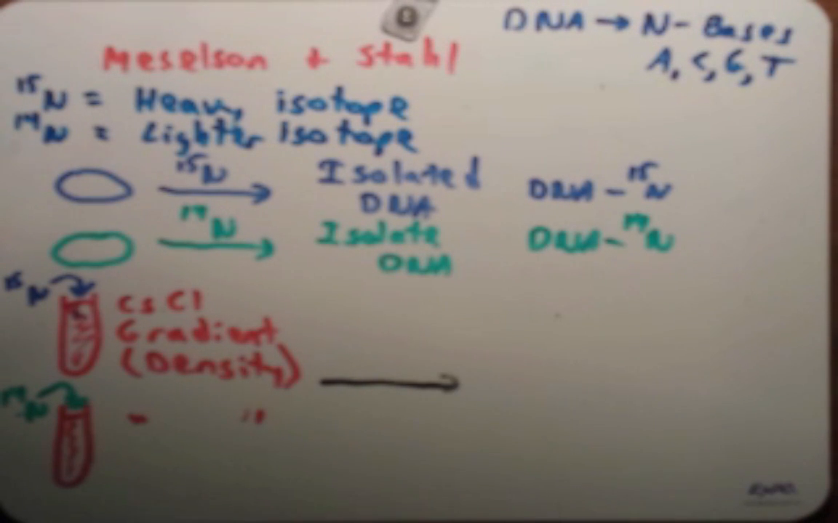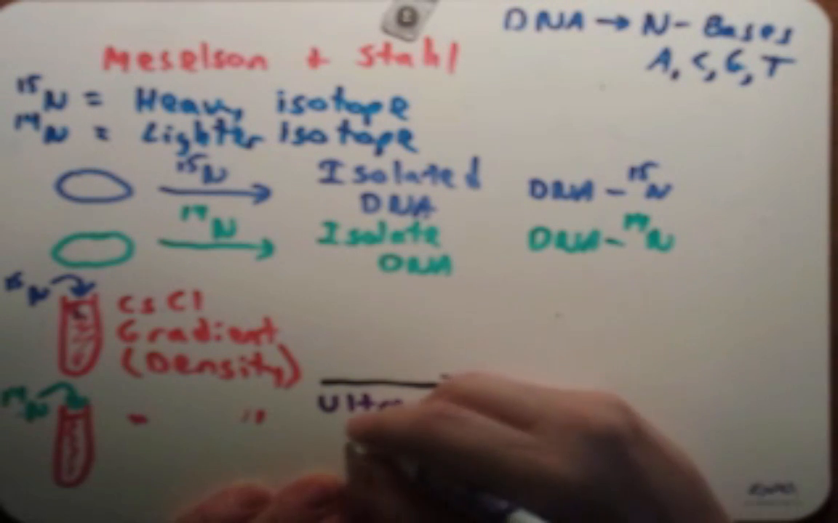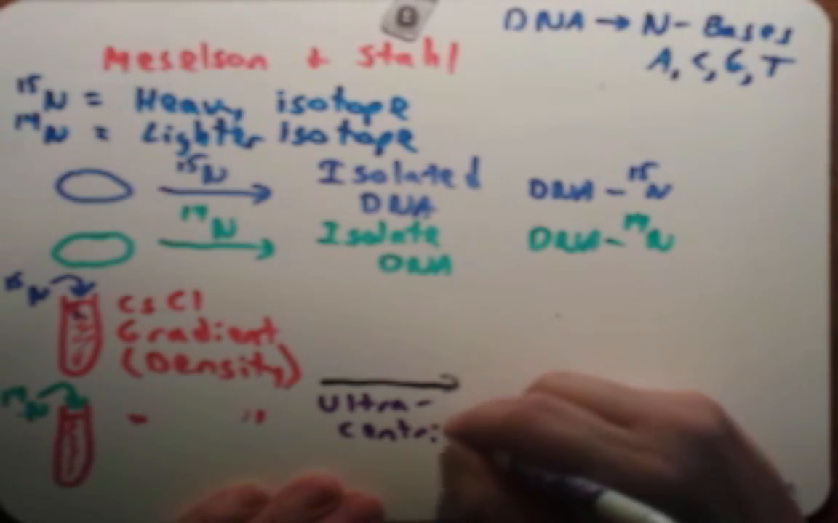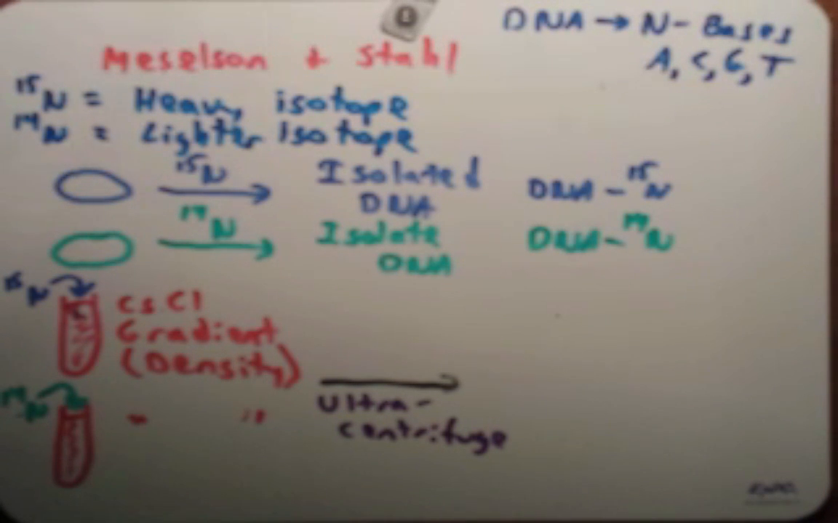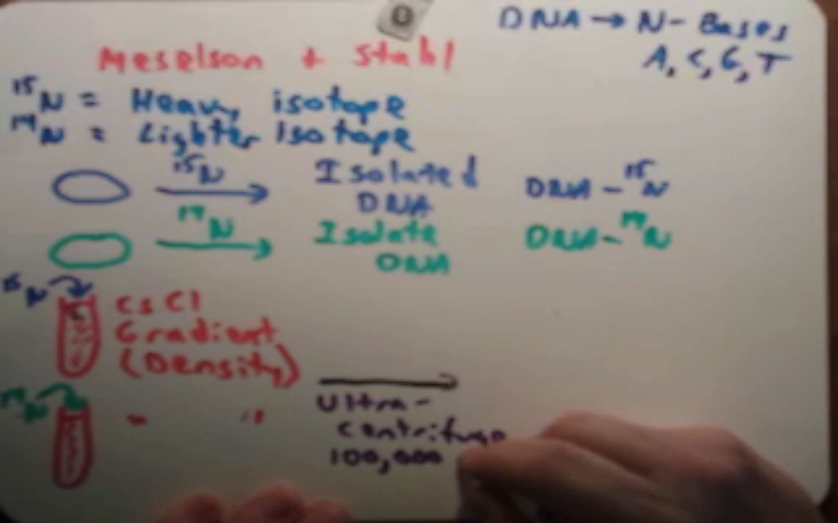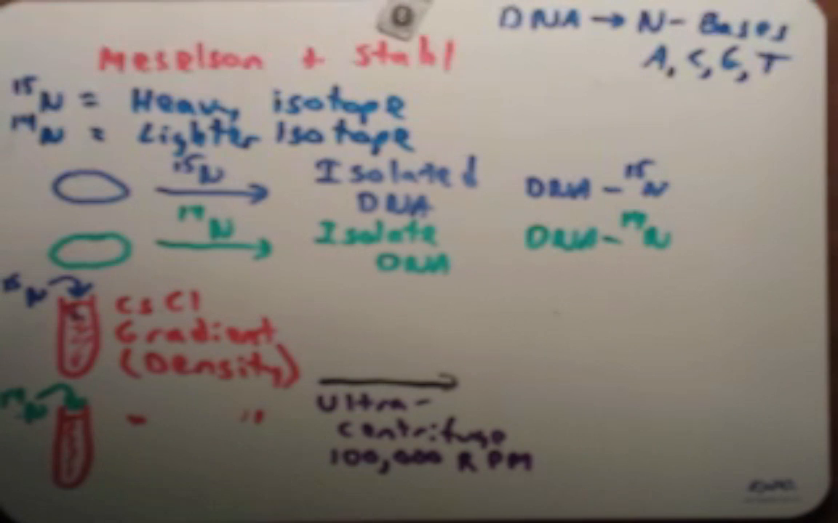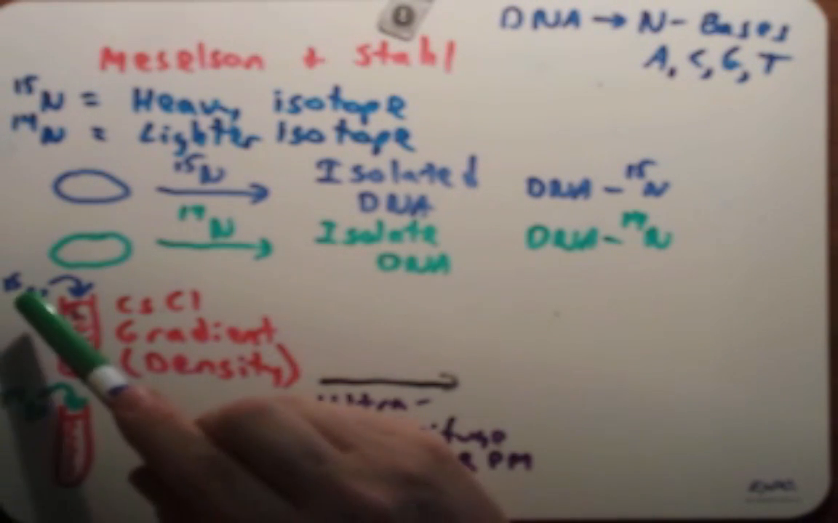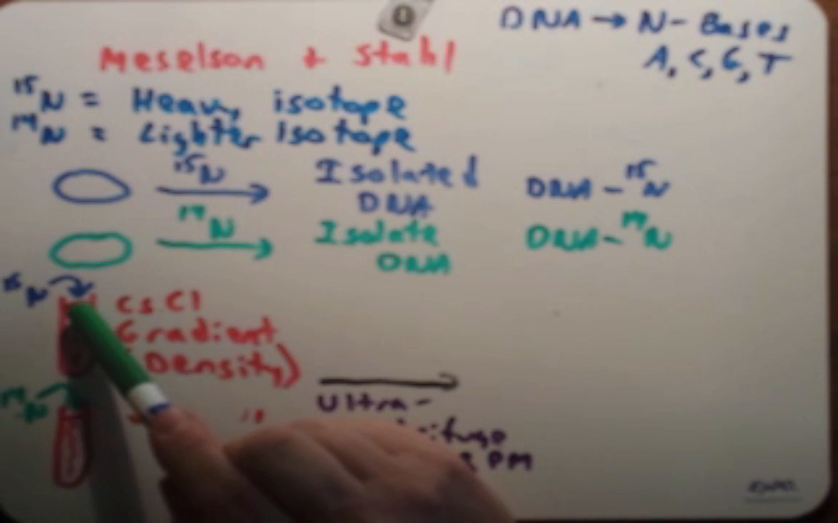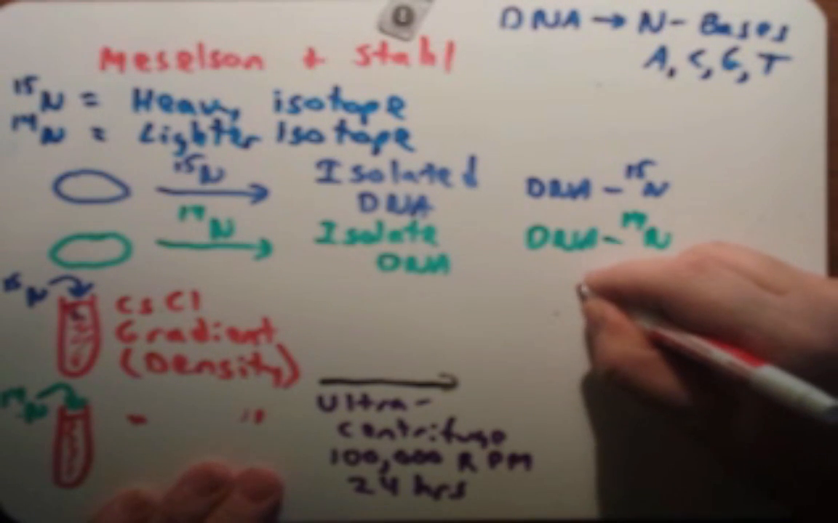And in this ultracentrifuge, let me go ahead and spell that here. Once in the ultracentrifuge, they would spin these tubes very fast. So 100,000 RPMs. And you would let this go overnight, 24 hours. During that time, while you're at home sleeping, this machine's doing all the work for you. During this time, the heavy DNA is migrating through the cesium chloride gradient. The lighter DNA is also migrating through this other tube.